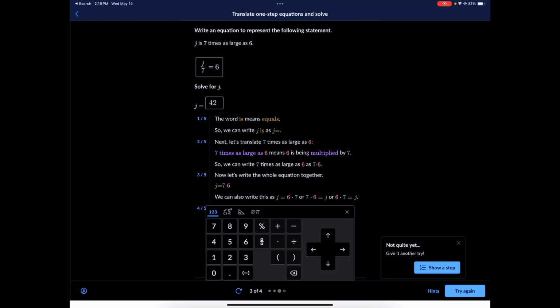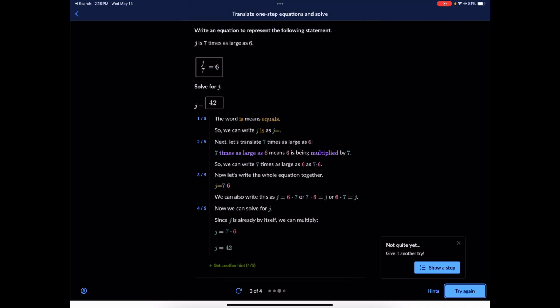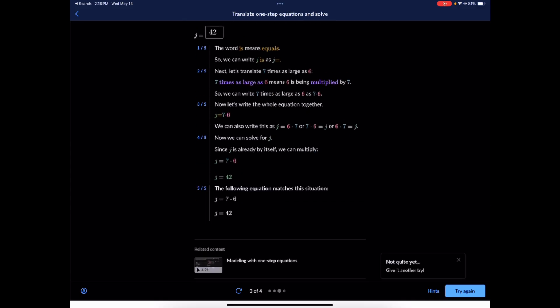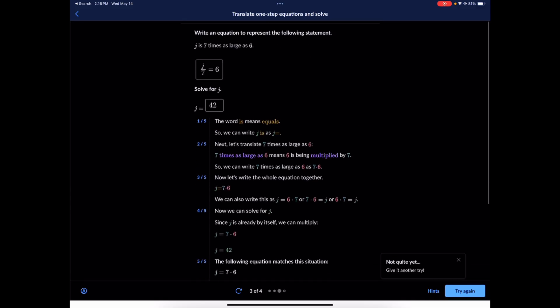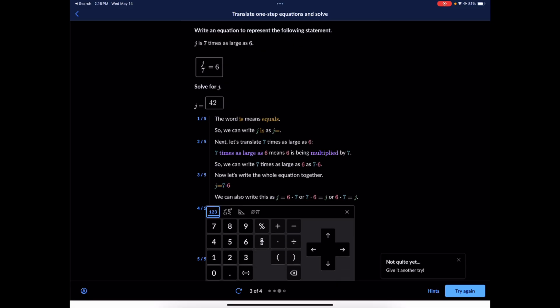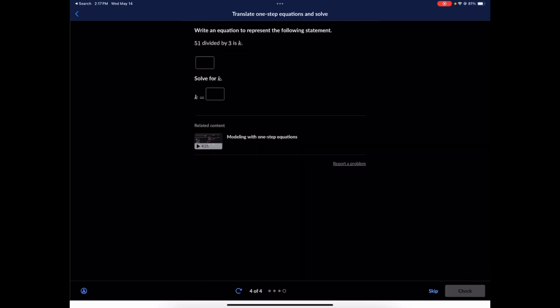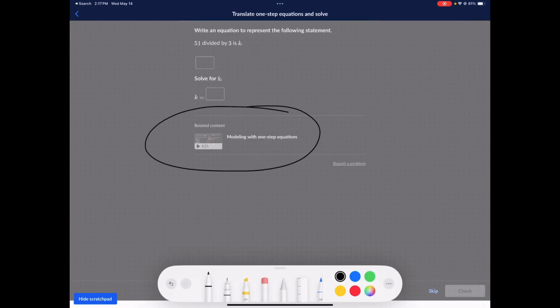But if you get 42, then you are correct. So just move the J and 7 to the other side first, I guess for the purpose of Khan Academy being weird. So let's just do that real quick. So we can do equals 7 times 6. So, boom. If you got that right, good job. If you didn't, here's the video and happy studying.